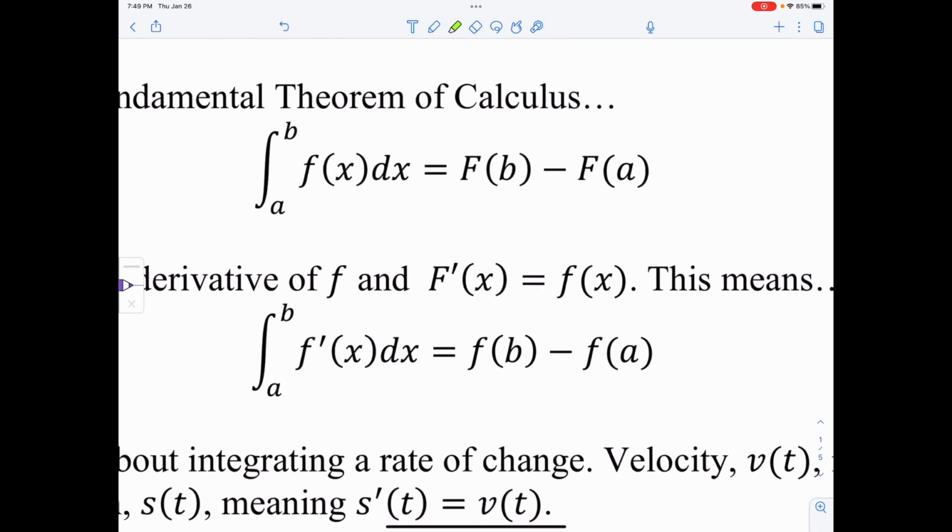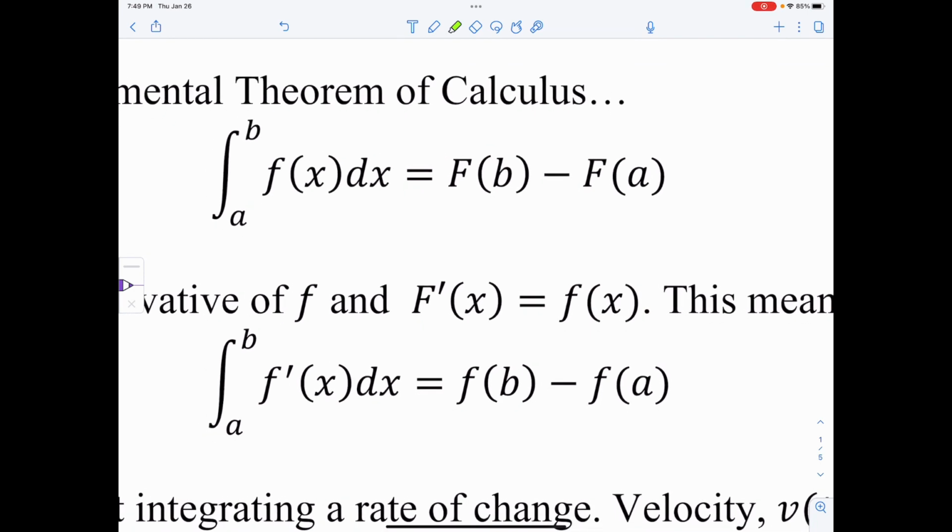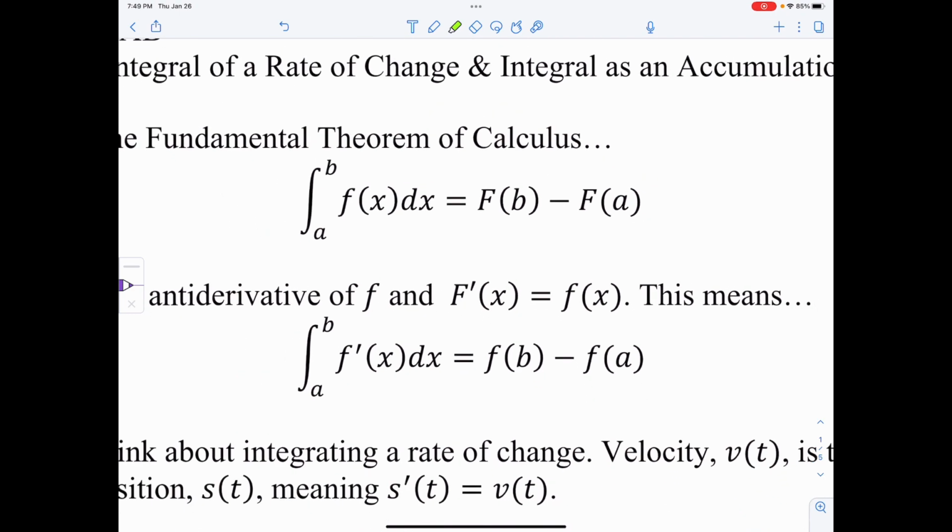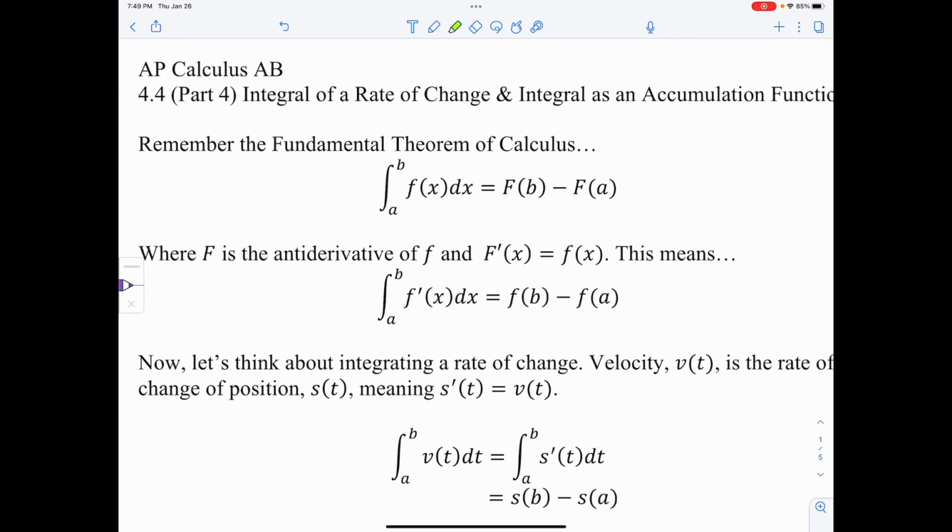So this means that we can also rewrite the fundamental theorem of calculus using different function notation. If we thought about integrating f prime, that means that the antiderivative of f prime would just be f. And therefore, the definite integral of f prime from a to b would be just f of b minus f of a. So we're going to think about integrating rates of change.